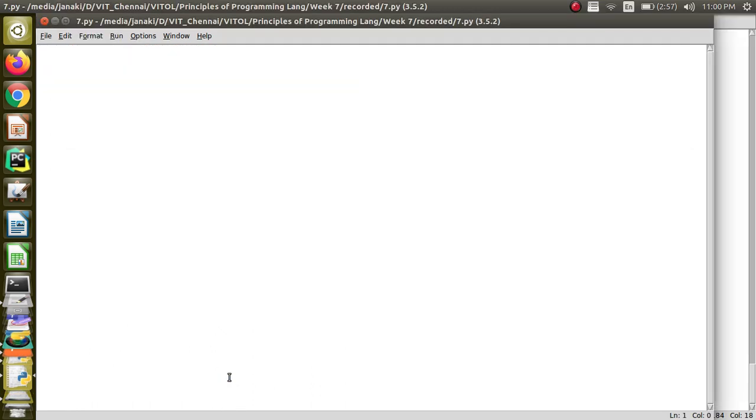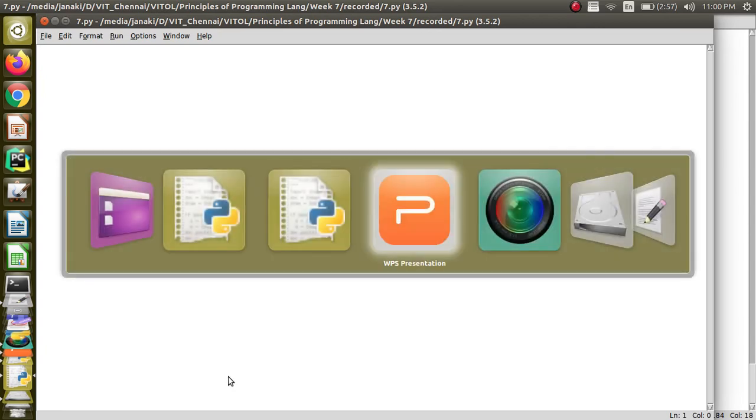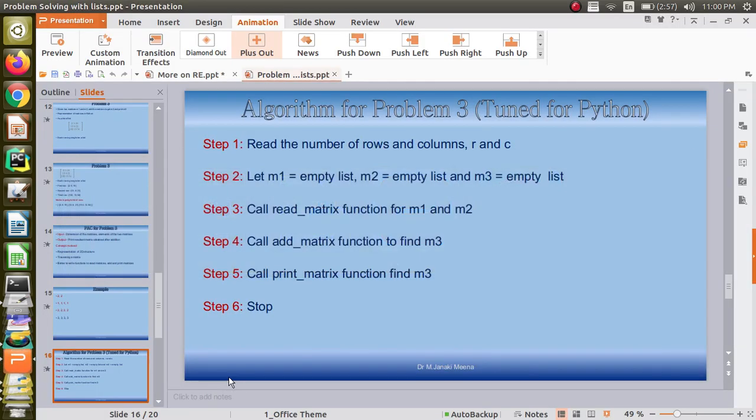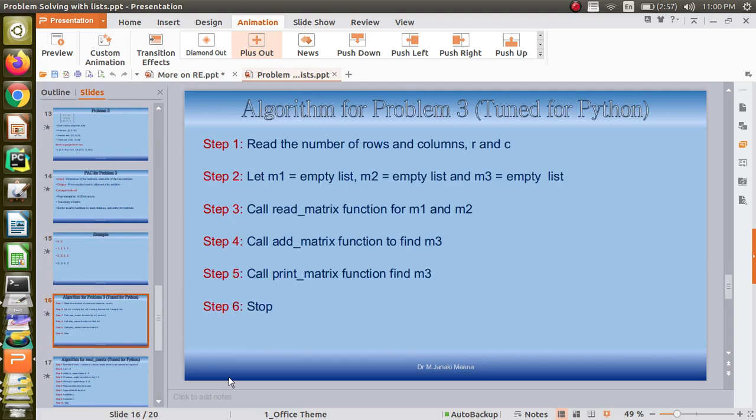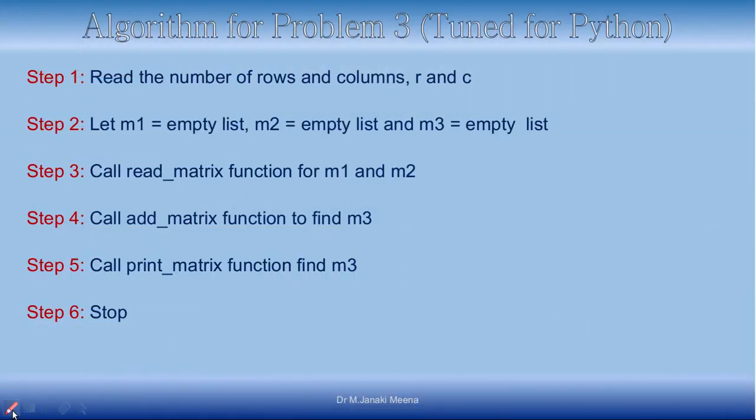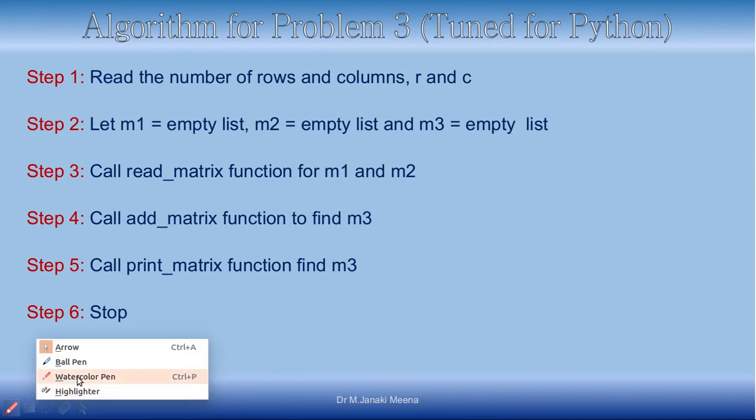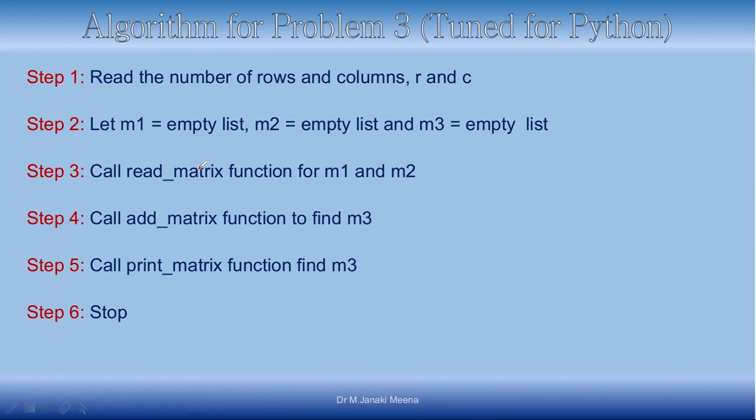Okay, so let us start writing the code for adding the 2 matrices. Before that, let us have a fast rush through the algorithm. So the algorithm for this is the algorithm for the problem. I have mentioned that it is tuned for Python. Okay, so certain things that we have seen, I will bring into the algorithm.